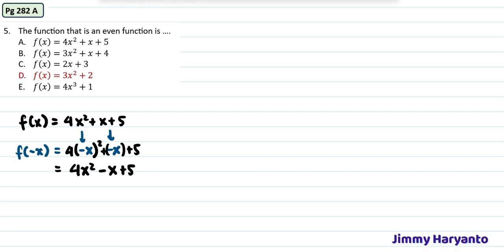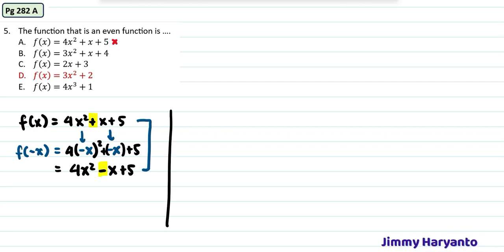Okay, and then if they are the same, that means the function is an even function. As you can see, this one is positive and that one is negative, so they are not the same. So this one is not an even function. Okay, let's keep B and C.